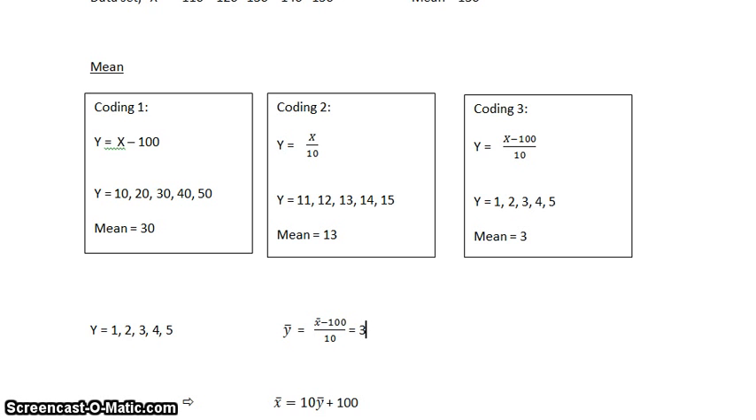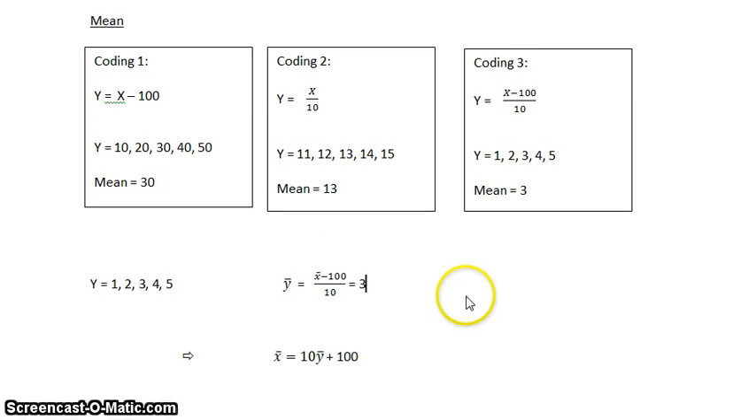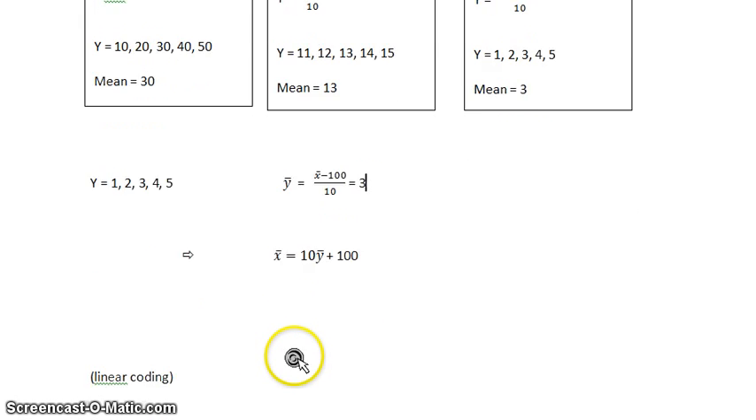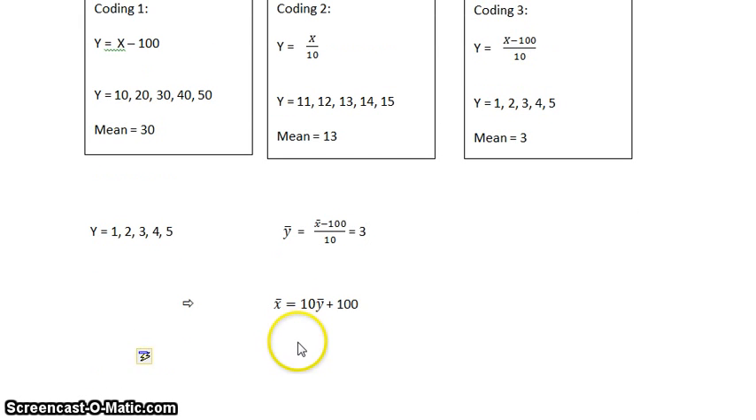Now, according to this, if we code our data, we get some simpler numbers. We can work out the mean here, that's Y bar. We can use that to find X bar when the numbers are a bit more difficult. And we can do that by substituting in. So 10 times Y bar, which is 3, plus 100. And we're kind of reversing the coding here, and that gives us 130. So X bar equals 130.